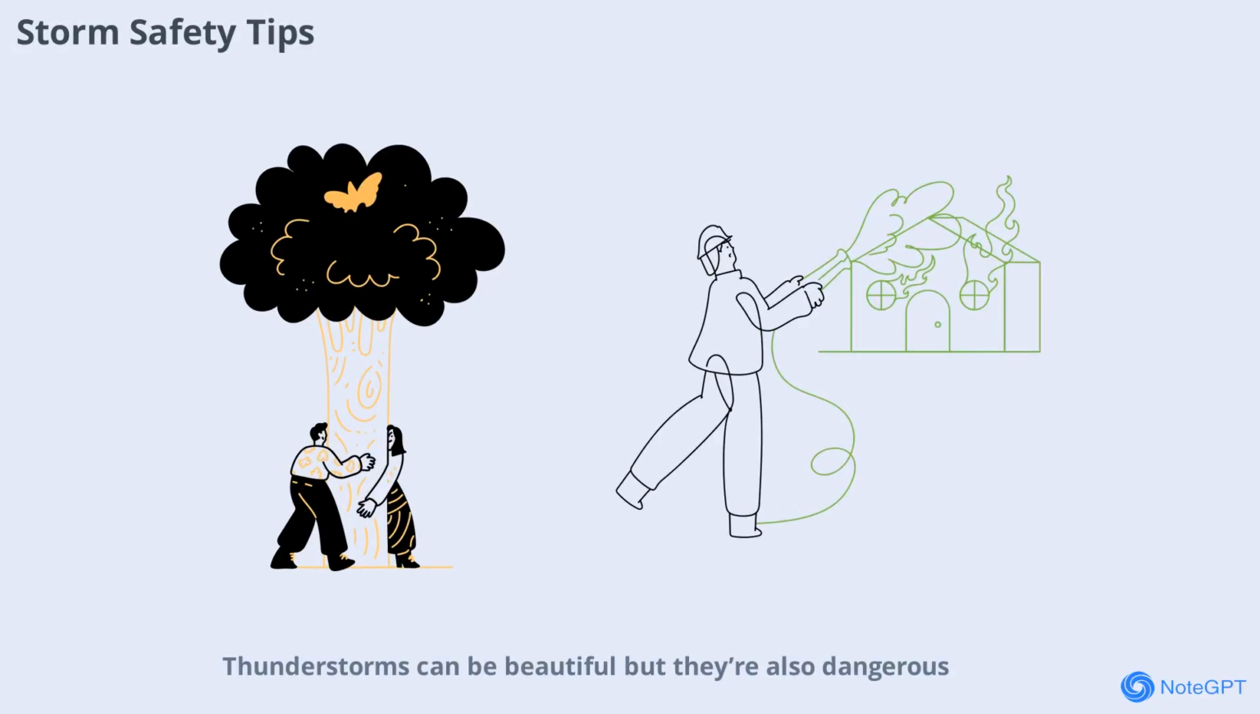Thunderstorms can be beautiful, but they're also dangerous. It's important to stay indoors during a storm, away from windows and electrical appliances. Avoid using phones or plumbing, as lightning can travel through wires and pipes. If you're caught outside, seek shelter in a sturdy building or vehicle. Stay away from tall objects, open fields, and bodies of water. Being prepared and knowing what to do can help keep you safe when storms strike.